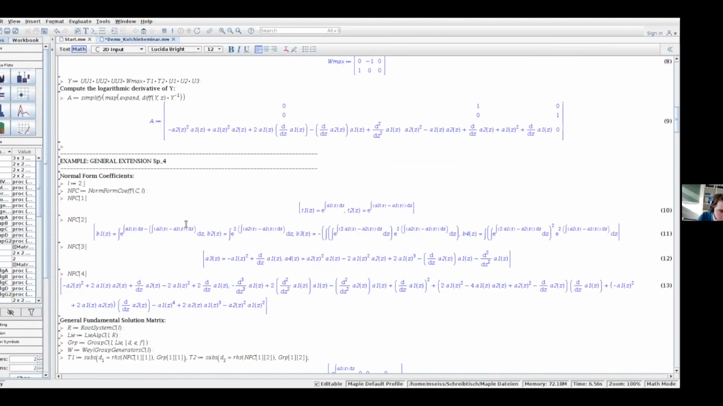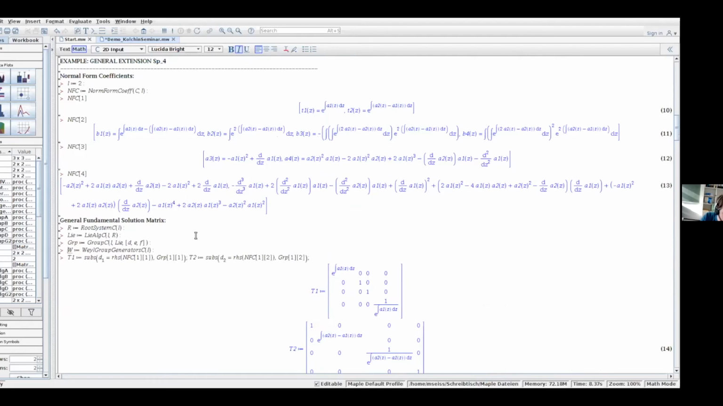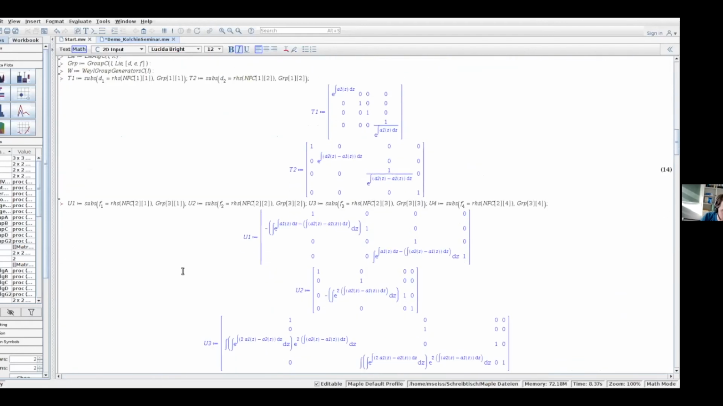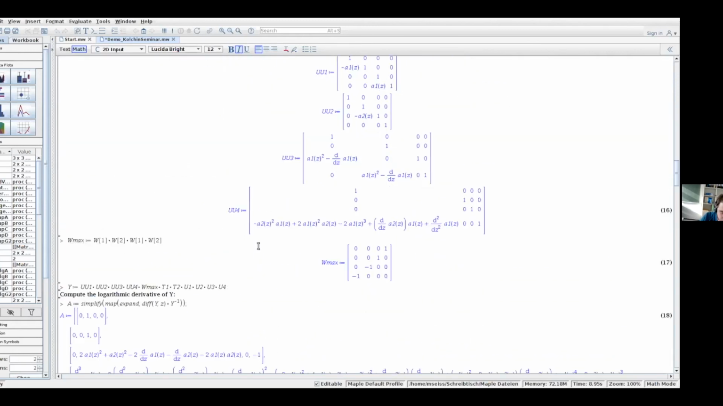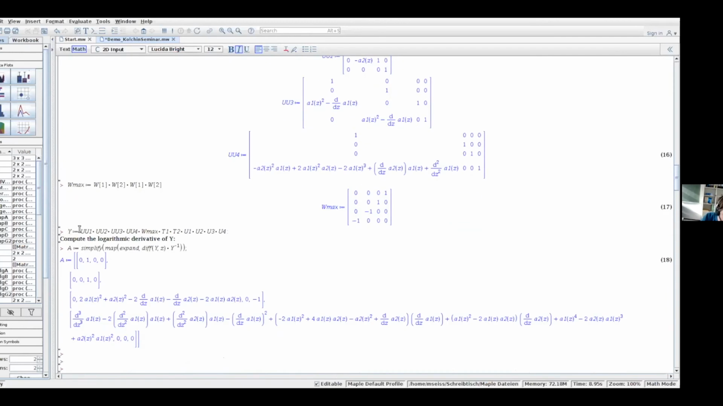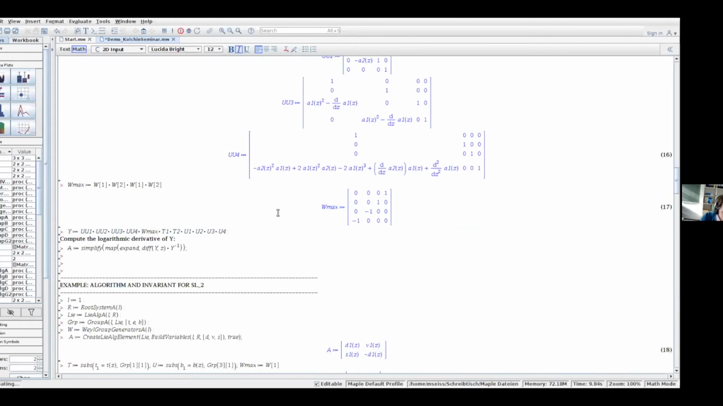Okay, we can do this also in case of SP4. So we compute the coefficients, again the elements for the torus, for the unipotent subgroup, the differential polynomials for the second unipotent element, and the normal form coefficients. Again, we can put together our fundamental solution matrix. Maximal Weyl group element, and here comes the fundamental solution matrix. And we compute again the Bruhat decomposition of it.